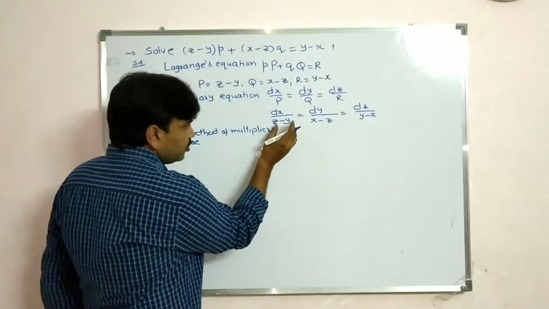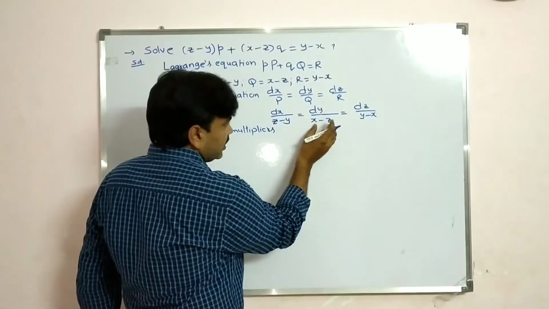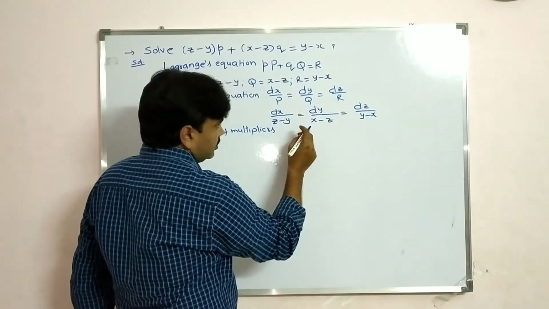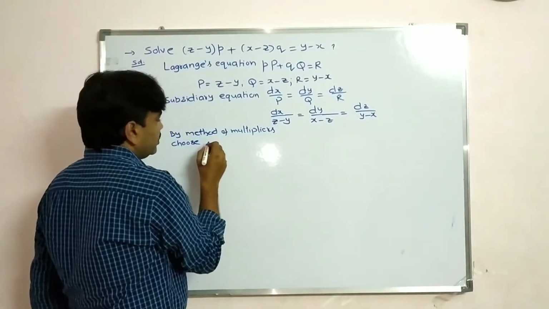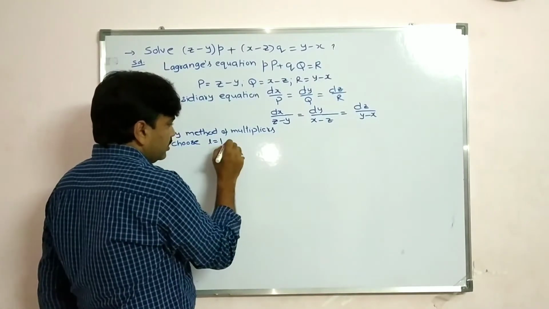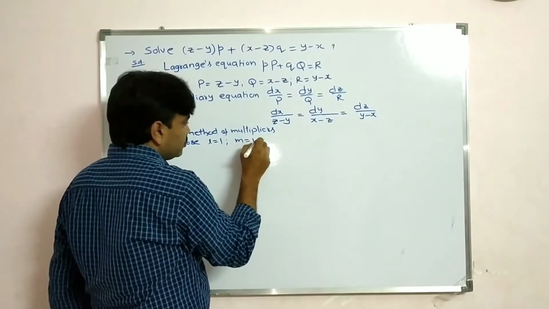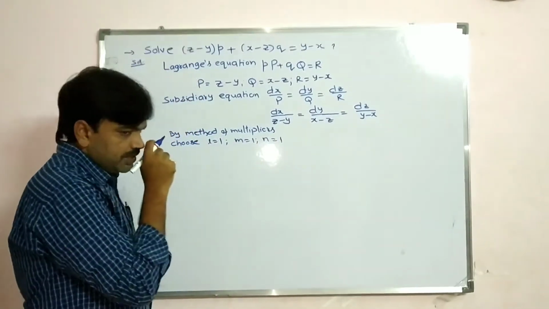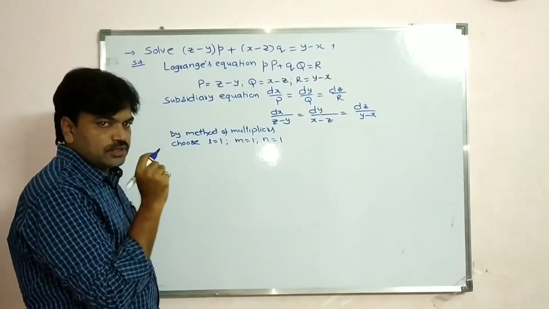I observe the denominators, students: z minus y, x minus z, y minus x. So there is minus x here and plus x here. So I can take l is equal to 1, m is equal to 1, and n is equal to 1. I choose l, m, n as 1, students.